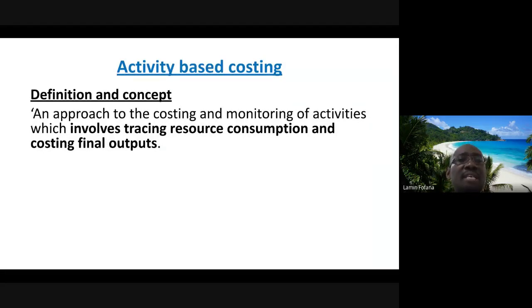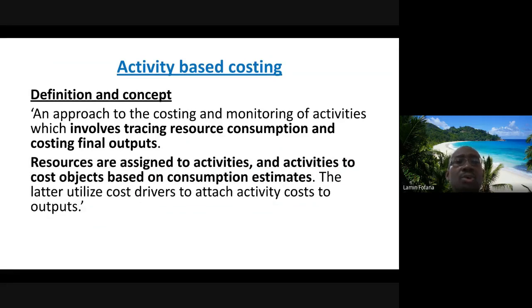ABC, of course, is an approach to the costing and monitoring of activities which involves tracing resource consumption and costing final products. Its emphasis is on tracing resource consumption. That's why it uses activities as cost drivers for each and every cost. Resources are assigned to activities, and activities to cost objects, based on consumption estimates. So this is a CIMA definition of ABC.